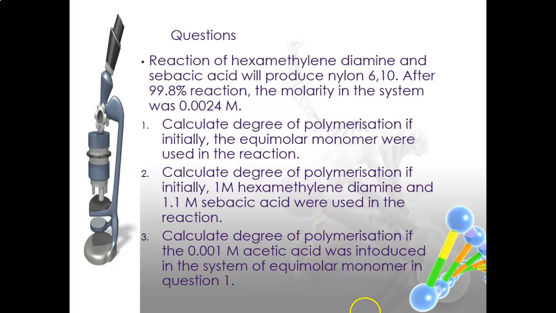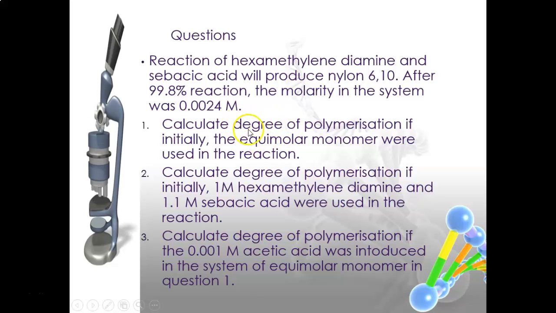Okay, now we look at the question. Reaction of hexamethylenediamine and salicylic acid will produce the polymer. At 99.8% reaction, the molarity in the system was 0.0024. Calculate the degree of polymerization if initially equimolar monomers were used in the reaction. So you can try to calculate to answer the question.